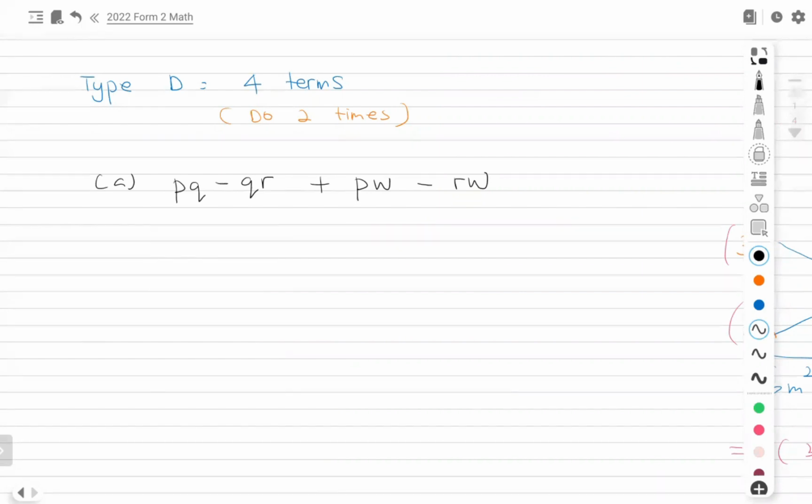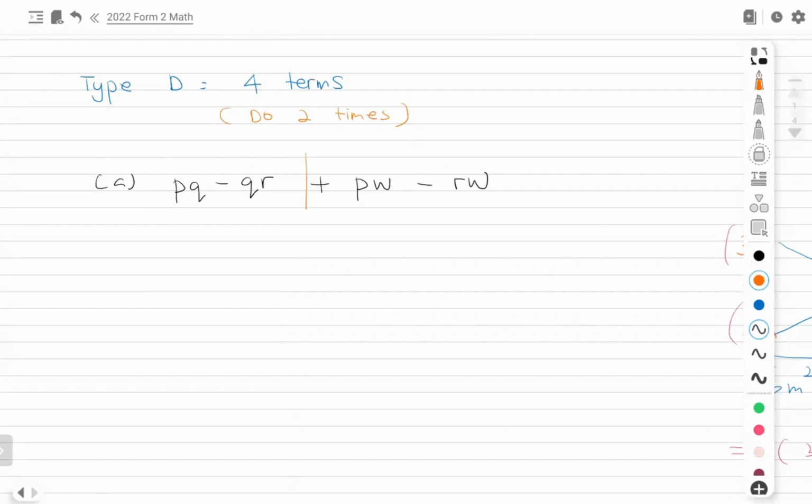So now we have 4 terms. If I ask what is the common factor, do not know. First and second term, we can say the common factor is Q, but the third and fourth is W, right? That's why we have to do 2 times. In this case, when we want to do factorization, we got to do 2 times. We split it into half.